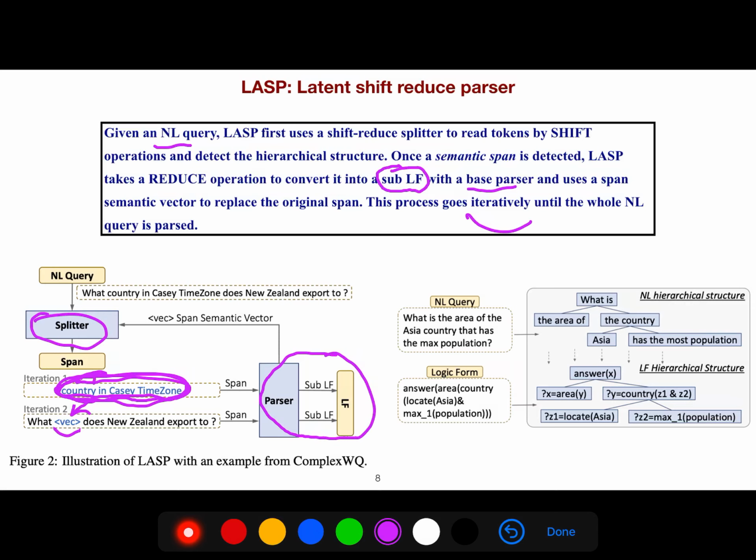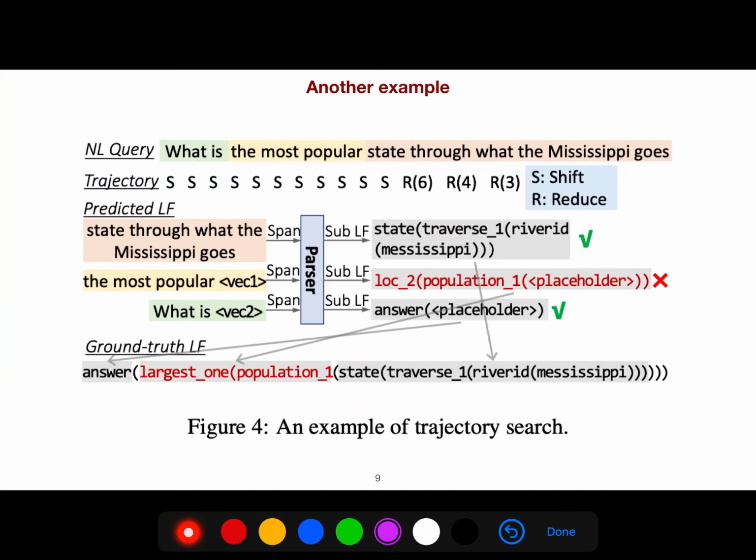It's very nice because you can do it recursively, so it's like dynamic programming. You can do it very recursively, but you will see that we implement this using stack LSTM, which I have explained in a different lecture, which is very nice. And so this is another example. For example, when we say what is the most popular state through what the Mississippi goes. So the trajectory is like this.